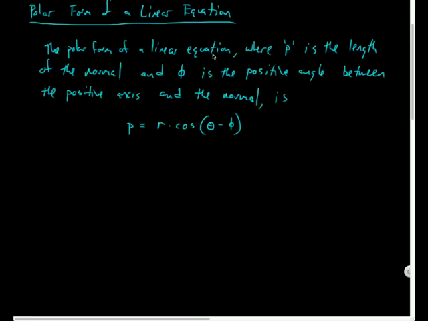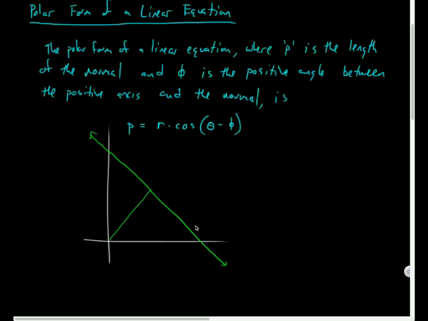So it says the polar form of a linear equation, where p is the length of the normal and phi is the positive angle between the positive x-axis and the normal, is the following. So let me draw a picture of this so we'll be able to kind of figure out what's going on. So a normal, recall, would be perpendicular to the line that we're defining. Alright, so here's line L, let's say, and our normal is this perpendicular segment here. And it has length p, and it also has angle phi.